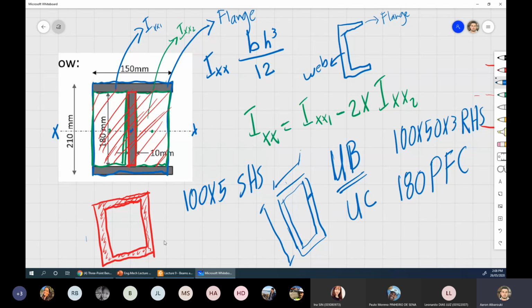because it's square. What about if I say 100 by 5 CHS rather than SHS? Circular hollow section. Perfect. So I'm looking at a circle with a thickness of 5. 100 is the diameter, okay? Outer diameter.